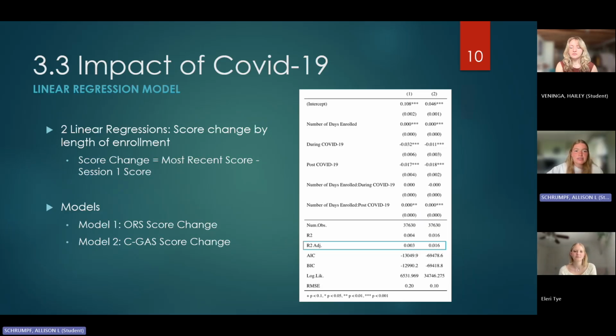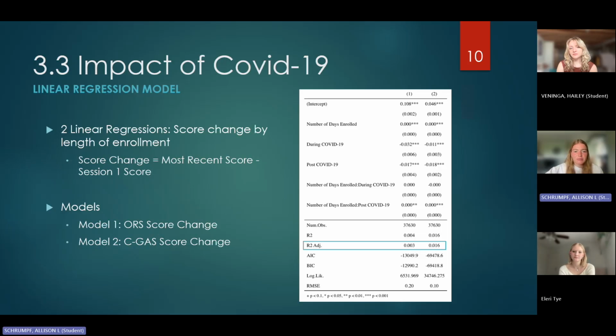So going further into this impact of COVID-19, we ran a linear regression of both the score change for the ORS and the score change for the CGAS. Looking at number of days enrolled, the slope is 0 for both models, which shows that as number of days increases, the score change increases by 0 or very close to 0. That is the generic trend we've seen throughout all of our data: the number of days enrolled in a program isn't necessarily indicative of a better score or better score change.